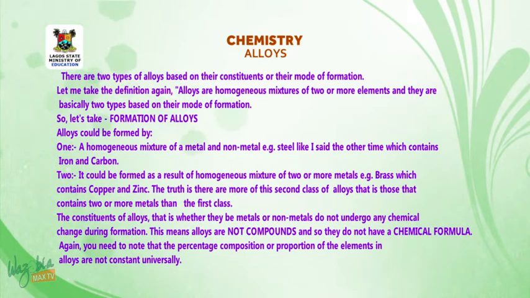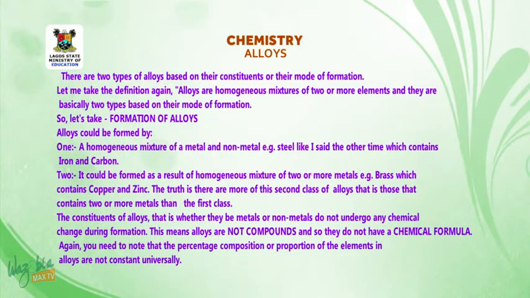So let's take formation of alloys. Alloys could be formed by, one, a homogeneous mixture of a metal and a non-metal, e.g. steel, like I said the other time, which contains iron and carbon. Two, it could be formed as a result of a homogeneous mixture of two or more metals, e.g. brass, which contains copper and zinc. The truth is, there are more of this second class of alloys, that is, those that contain two or more metals, than the first class.